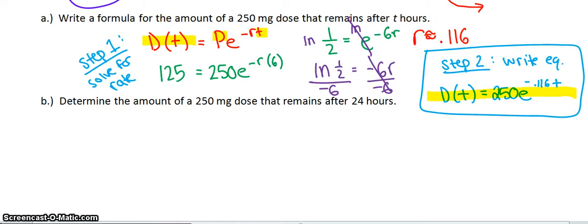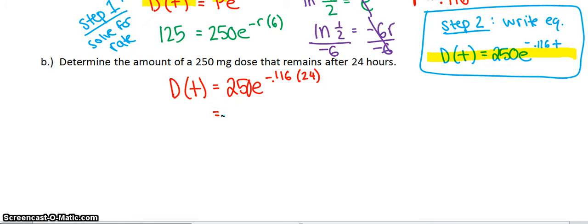Okay, so here's an example. Determine the amount of a 250 milligram dose that remains after 24 hours. So we're not really talking about its half-life anymore, but its half-life helped me write this equation that I'm going to use to solve. So d of t is 250 e to the negative 0.116 t. There should be a 250 there, but we know my t is after 24 hours. So it takes 6 hours for half-life, but what happens after 24 hours?